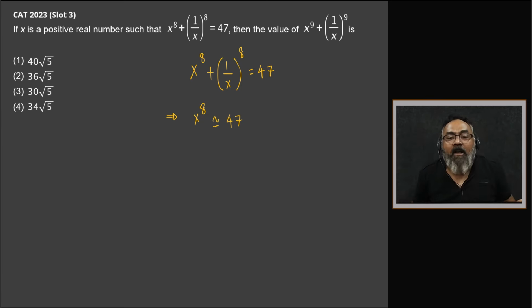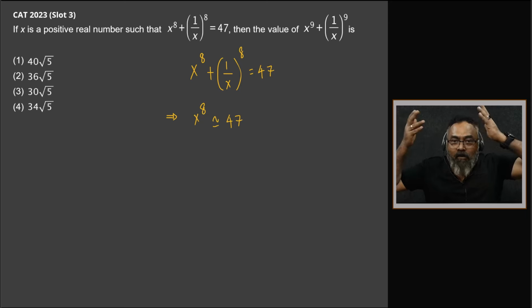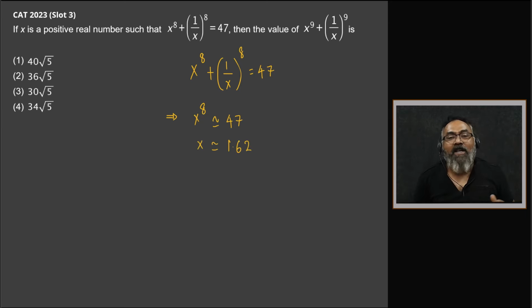Now, what is x? 47 to the power 1 by 8. What is 1 by 8? Square root, square root, square root, square root. 4 times you have to take the square root. You can use the calculator on the screen and do this, and you'll get the value of x to be 1.62.